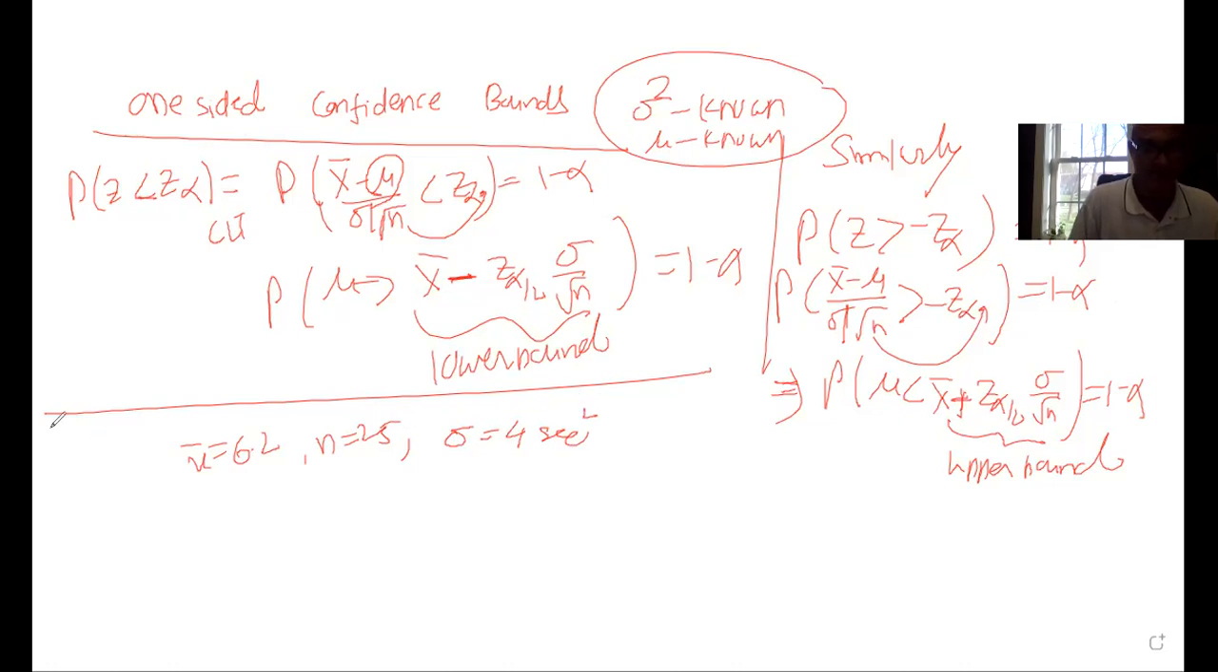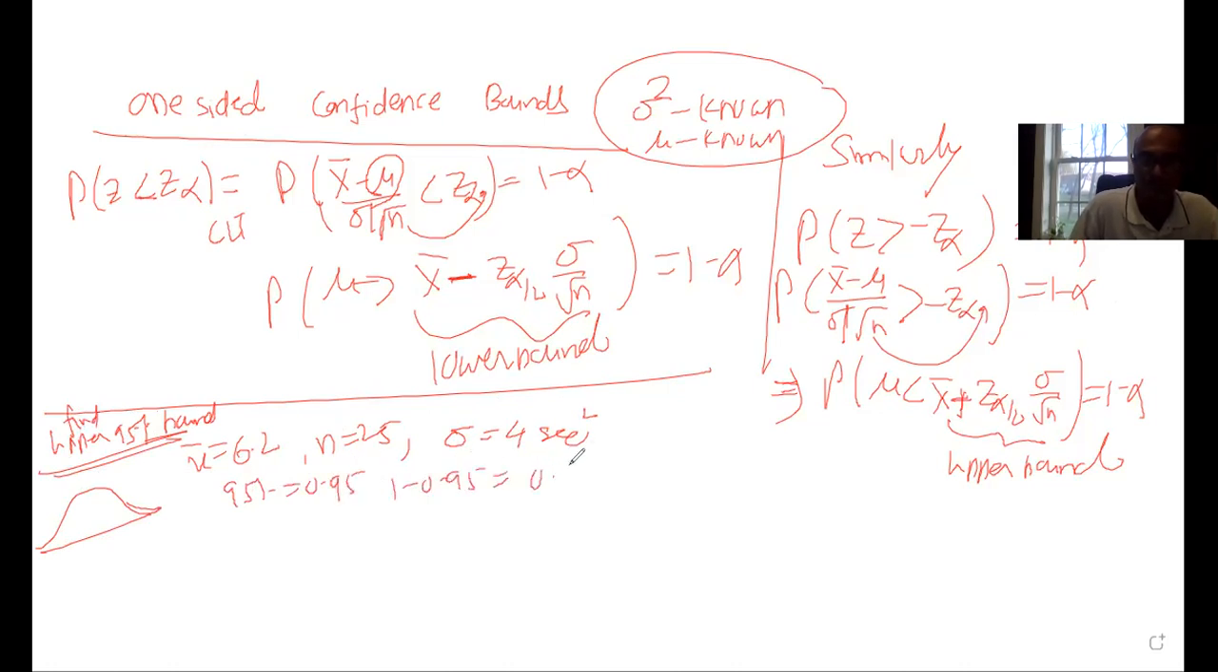Find the upper 95% bound. Again, guys, exactly same thing, 95% bound. Look at over here, it is something like this. Here it is 95%, so that is equal to 0.95. So 1 minus 0.95, that is equal to 0.05, and that is your alpha. So that is my alpha, 0.05.